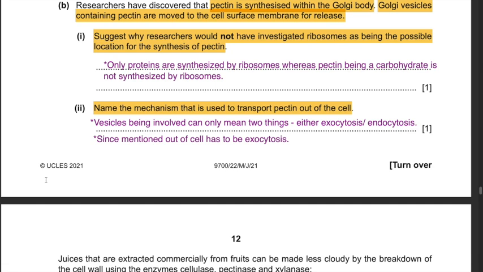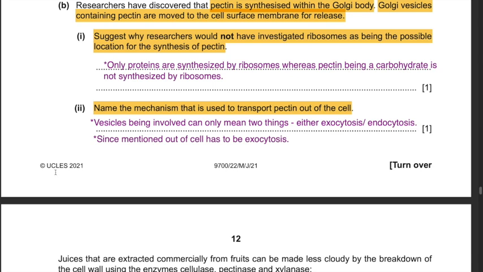Part 2. Name the mechanism that is used to transport pectin out of the cell. The question mentions Golgi vesicles being involved, and as soon as you see the keyword vesicles, it should be either exocytosis or endocytosis, because vesicles being involved can only mean 2 things, either exocytosis or endocytosis. The question does mention the mechanism used to transport pectin out of the cell, and since out of the cell has been mentioned, it definitely has to be exocytosis, not endocytosis.